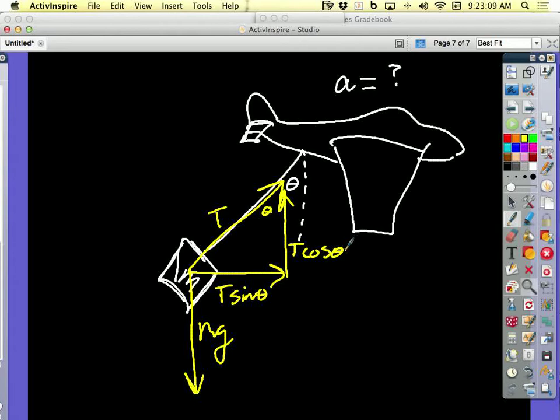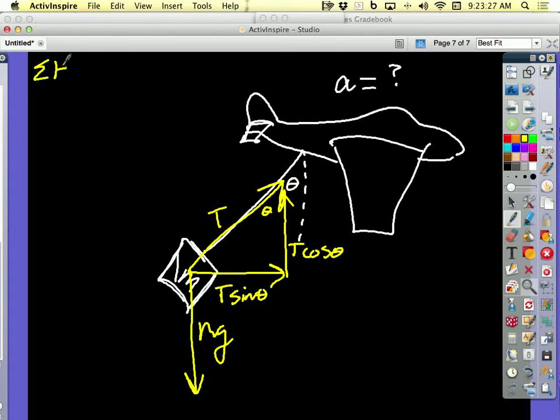Questions? Yeah. How do you know which one is T cos? Which one's adjacent to the angle? But aren't there two adjacent? Nope. This is the hypotenuse, right? Oh, okay. That's fine. Make sure you ask questions.